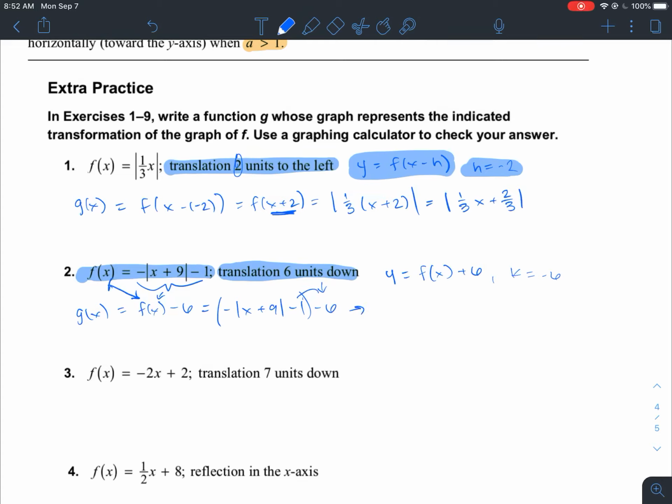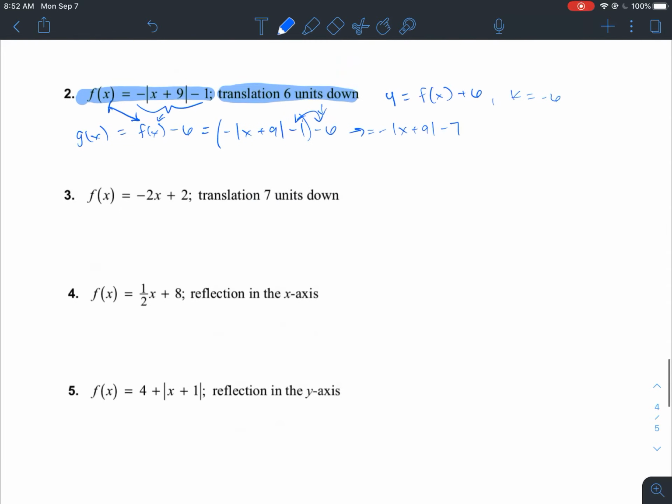So then we just have to combine like terms right here. So negative absolute value of x plus 9 minus 7. And that's our new function. I'll let you guys do number 3 because it's just a linear function. But I'm going to go to number 4, and we're going to talk about a reflection. So reflection in the x-axis, okay? So the function above said y equals negative f of x. So our g of x, our new function, is negative f of x.